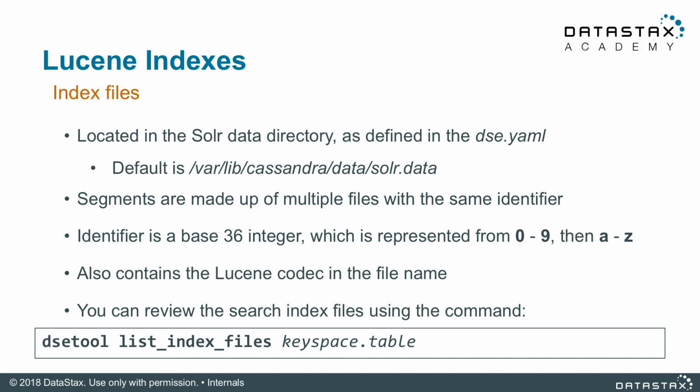Instead of having to navigate through the file system to see the index files, there is a DSE tool command called list_index_files to view the files for a search index. Simply pass in the name of the search index, which would be the keyspace.table name, and it'll return the individual files that make up the index segments and other statistics like whether the index files are encrypted.